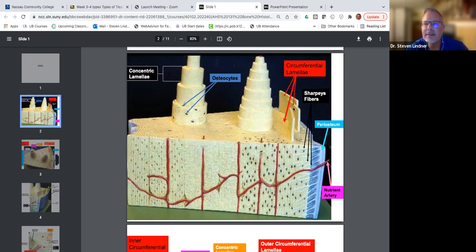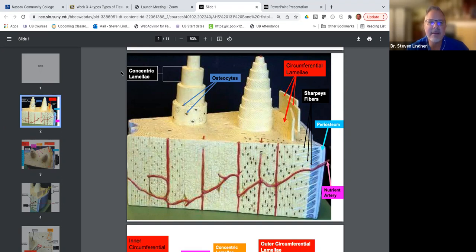These are lamellae, but they're around the periphery. They're closer to the periosteum. That's called circumferential lamellae. Whereas each of these layers of the wedding cake, right, those are concentric lamellae. Now, these cells are called osteocytes.